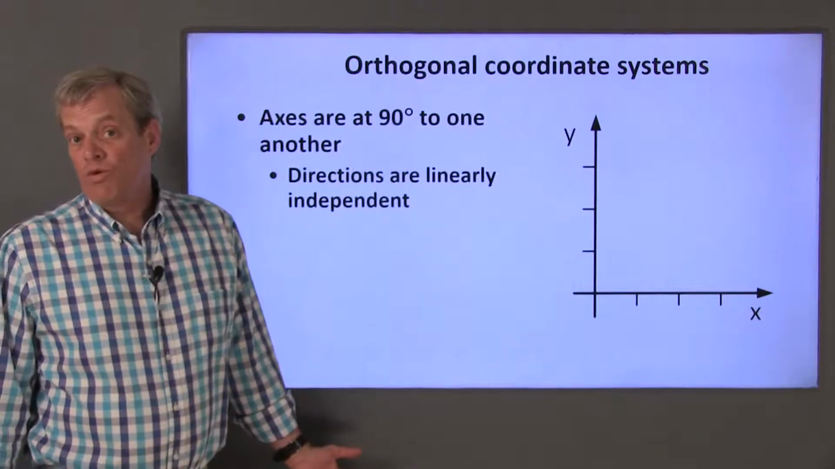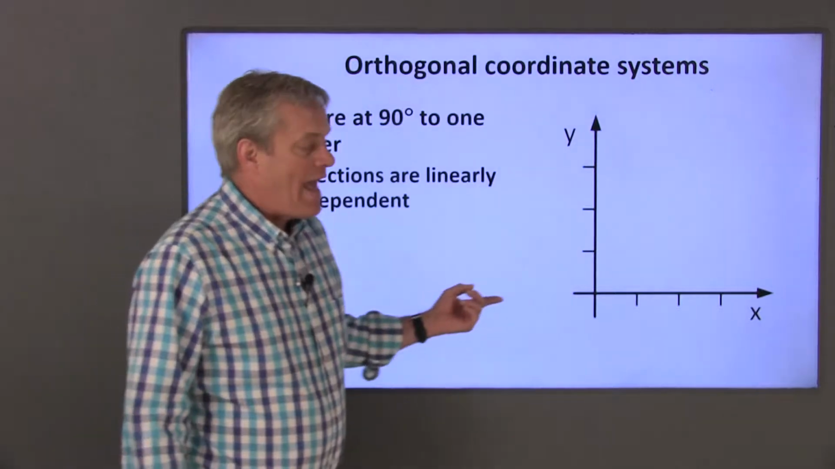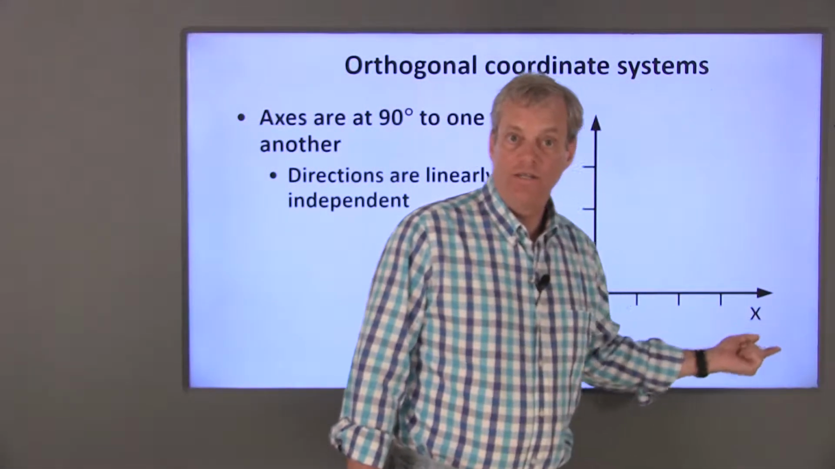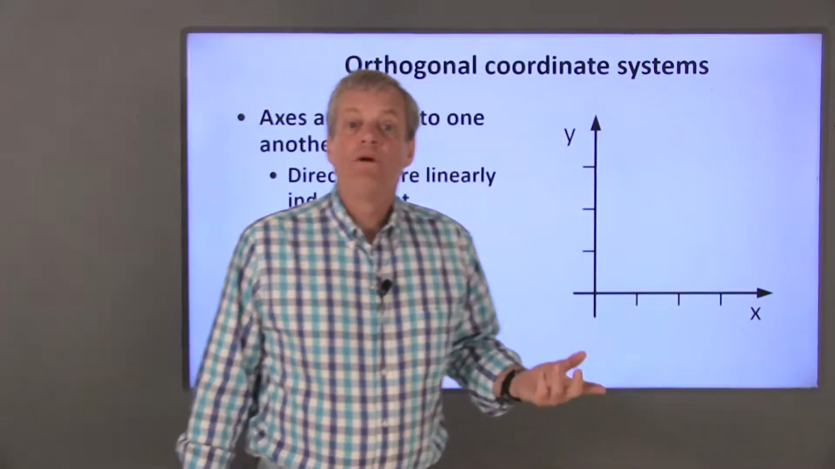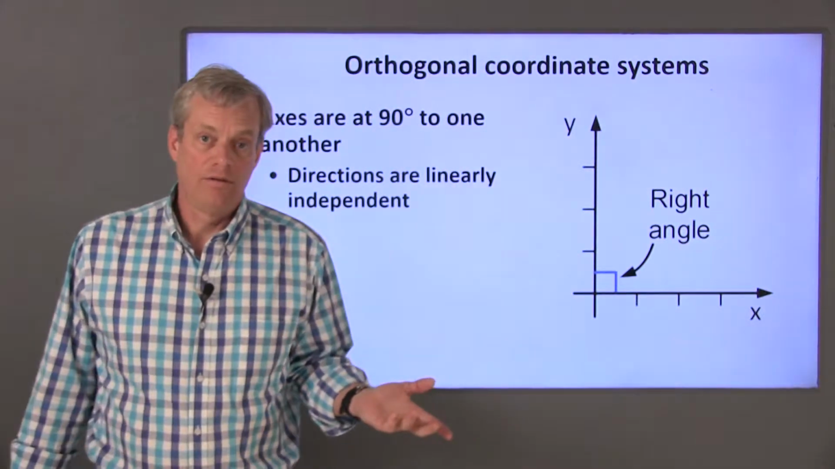Rectangular or Cartesian coordinates are what we usually use when we create a plot of data. One axis is usually indicated as being horizontal, which I'll call the x direction. The other axis is vertical, or the y direction. What's important is that the axes are at right angles to one another.